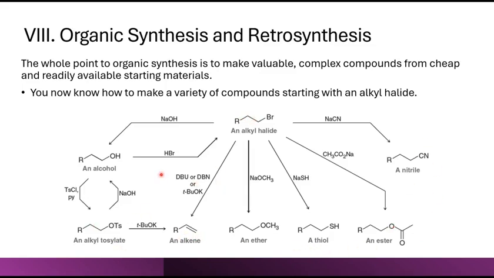compounds. In other words, we're able to convert an alkyl halide to an alcohol. We can convert it to an alkene, to an ether, a thiol, an ester, a nitrile, just depending on which reagent we use, and we talked about mechanisms from SN to E.